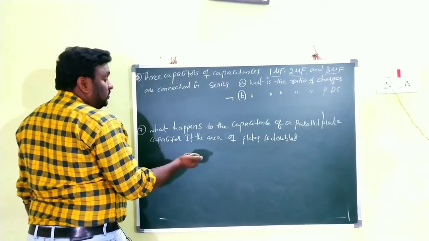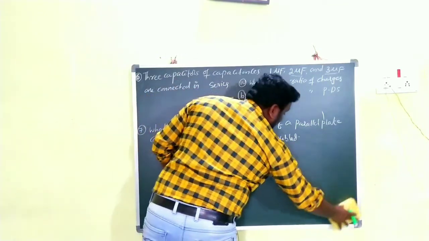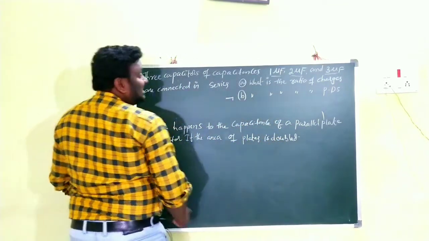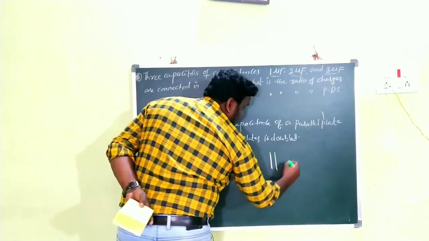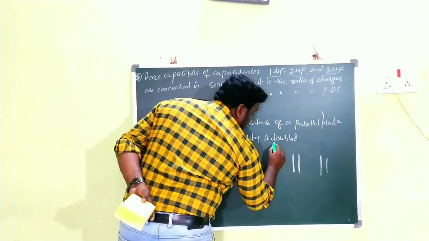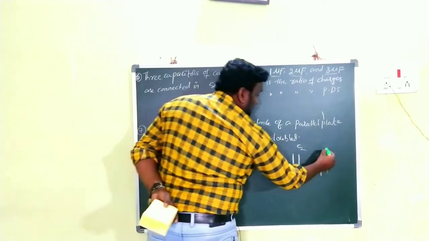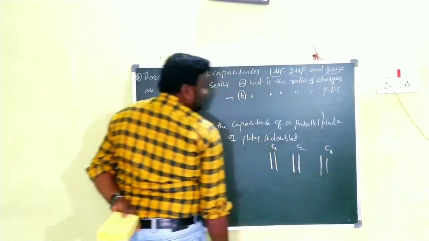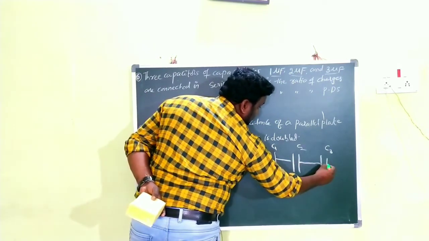So this is the question now, children. This is also very important. It is also asked so many times in public examinations. So here, children, this is C1 and this is C2 and this is C3. First capacitor of capacitance C1, second capacitor of capacitance C2 and third capacitor of capacitance C3. They are connected in series as shown in the figure.